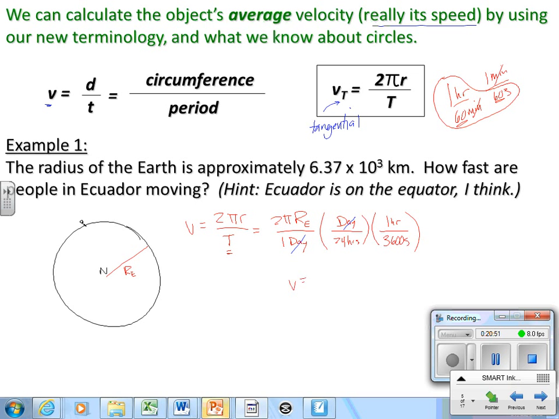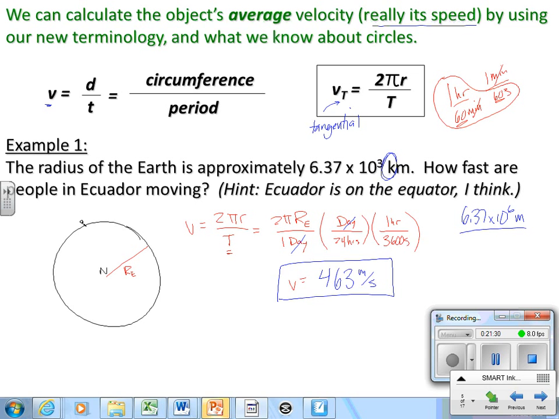So V is 2 pi times 6.37E6. You might notice I'm taking this into meters. Kilo means 10 to the third, so this is 6.37 times 10 to the 6th meters. Should look familiar from the homework. So V, I get 463 meters per second.